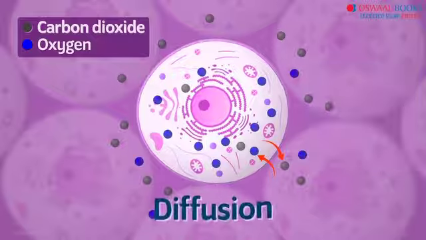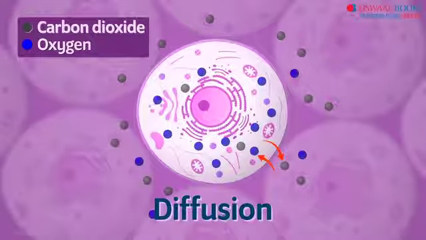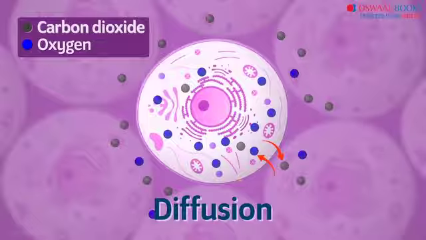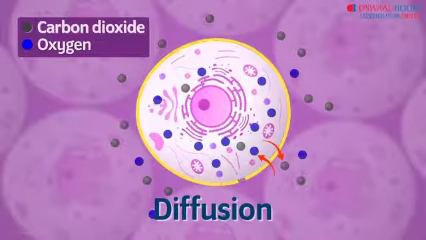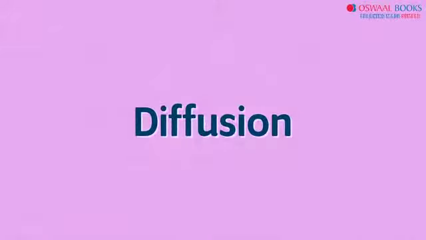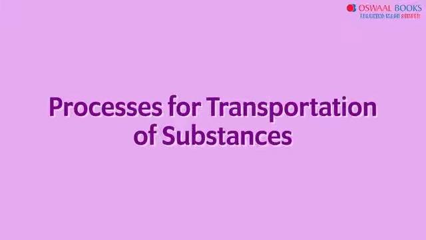Diffusion is one of the processes by which transportation of several substances is carried out across the cell membrane. But it's not the only one process on which the cell relies. There are a few more methods that the cell adopts for transportation of substances. Let's have a look at these processes in the next video.